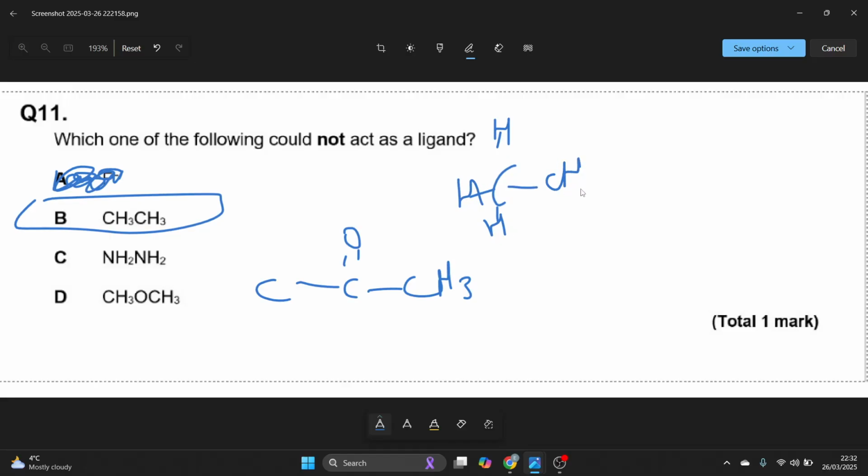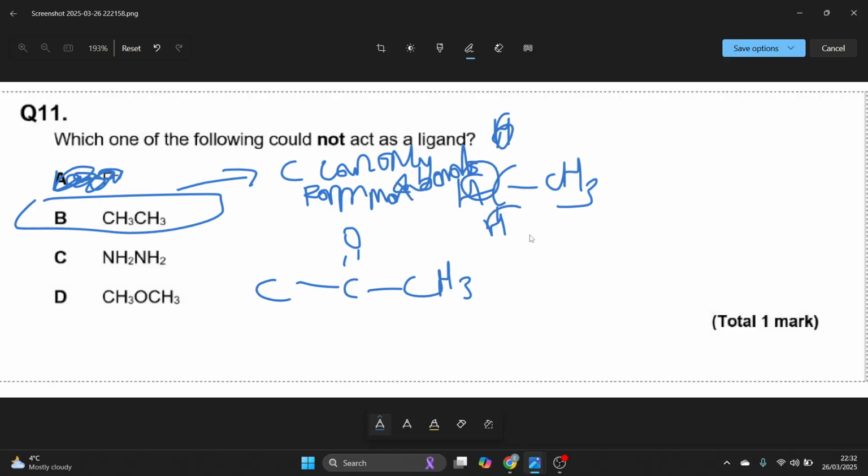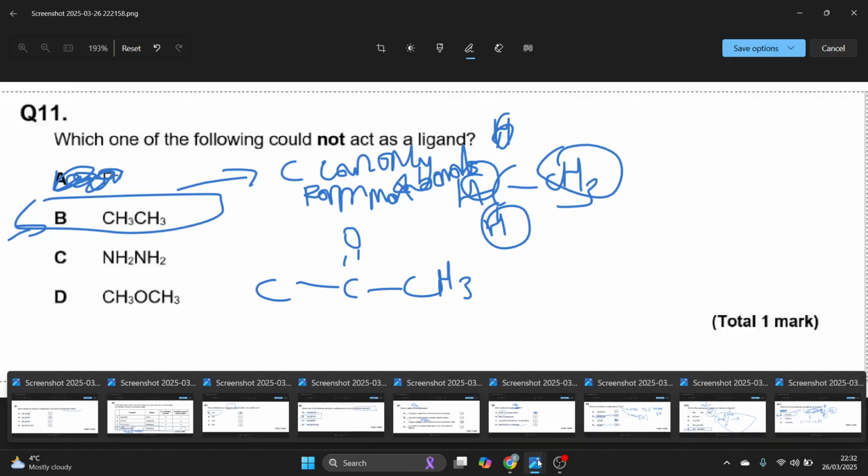And the reason it's going to be B, and I should have spotted it earlier, is because carbon can only form 4 bonds max, right? And that's what it's done. It's got 3 hydrogens bonded to carbon and a methyl group. So therefore that's it. It can't act as a ligand, it's got no lone pair of electrons, it can't do it. So I should have spotted that quicker, but yeah, B, CH3 CH3 cannot act as a ligand. That's the end of the multiple choice questions.